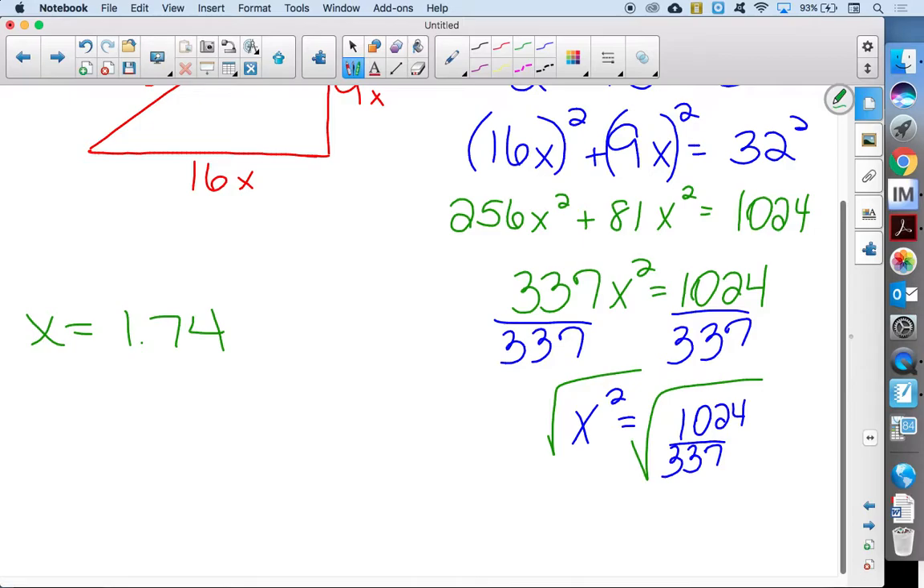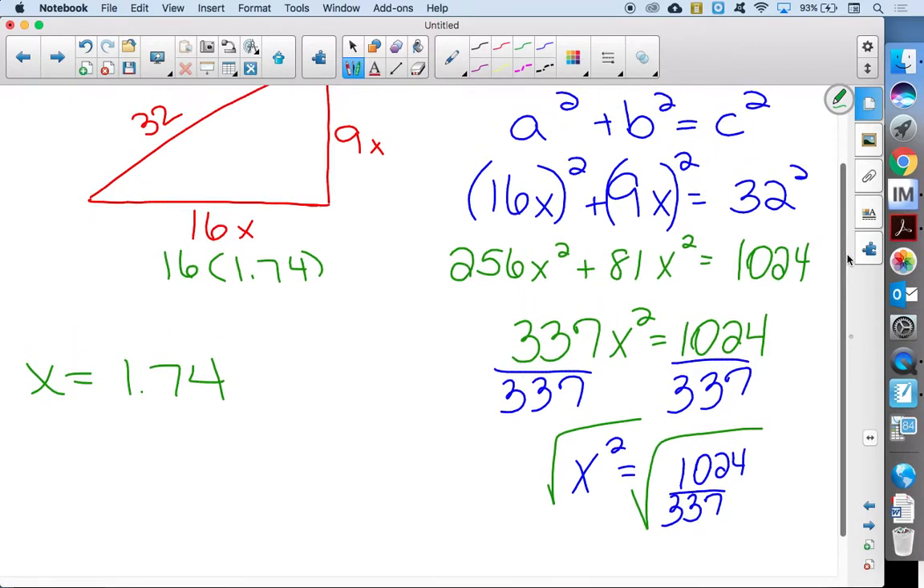So the question said, what would the width and the height be? So x is 1.74. That means my width is 16 times 1.74, and the height is 9 times 1.74. Whatever those two values would be, which is about 27.9 inches and 15.7 inches, if you rounded to one decimal place. Questions on that?